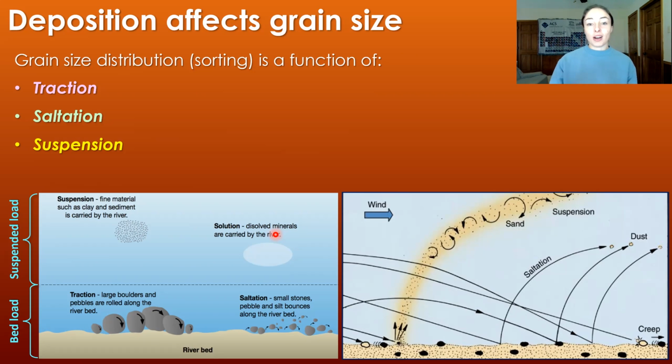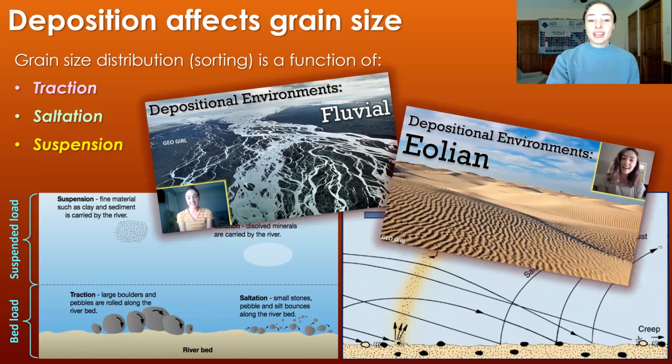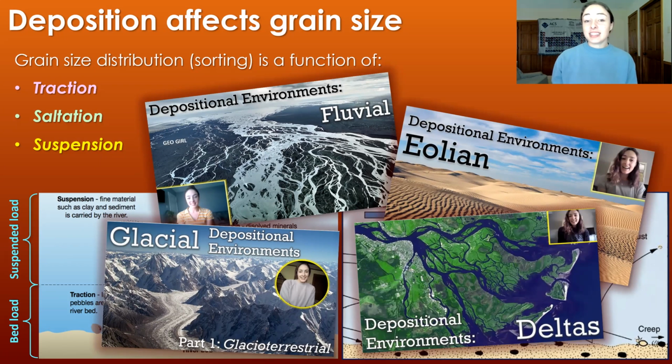And all of these processes and how we can determine depositional environment or system based on the final rock that we have and its texture and structure and grain size and all of that is discussed in my fluvial, aeolian, glacial, and delta depositional environment videos, as well as a lot of the other depo environment videos I have on my channel. So go check those out if you want to know more about how exactly we determine depo environment based on these grain size and other features that we see in the final sedimentary deposit.